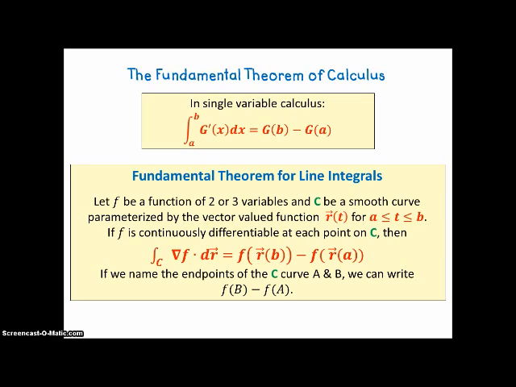If we name the endpoints of the curve C, A and B, then we can merely write the answer to the integral as f of B minus f of A, and so it resembles the fundamental theorem. Now notice that the gradient vector is the vector of partial derivatives for f, and so therein lies the relationship then. f is like an antiderivative for the gradient vector.